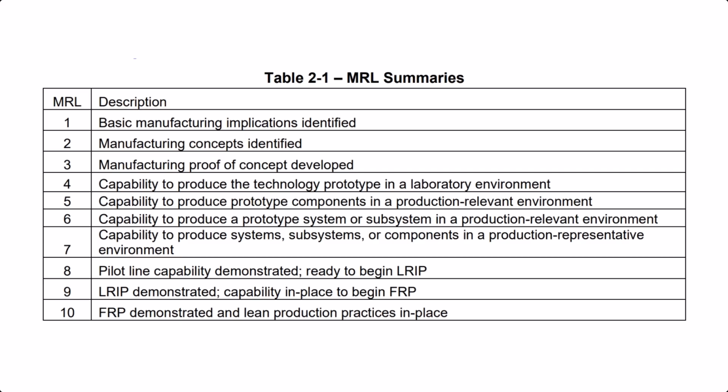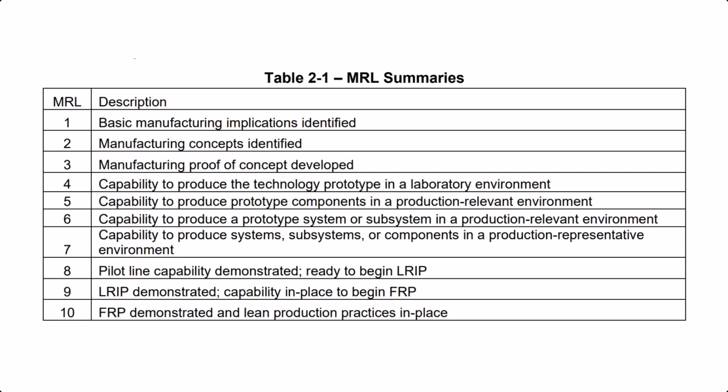The MRLs range from level 1 to 10, where at MRL 1, basic manufacturing implications have been identified. At MRL 2, manufacturing concepts are identified. At MRL 3, manufacturing proof of concept has been developed. And level 4 represents the capability to produce the technology prototype in a laboratory environment. At level 5, prototype components can be produced in a production relevant environment. At level 6, an entire prototype system or subsystem can be produced in a production relevant environment.